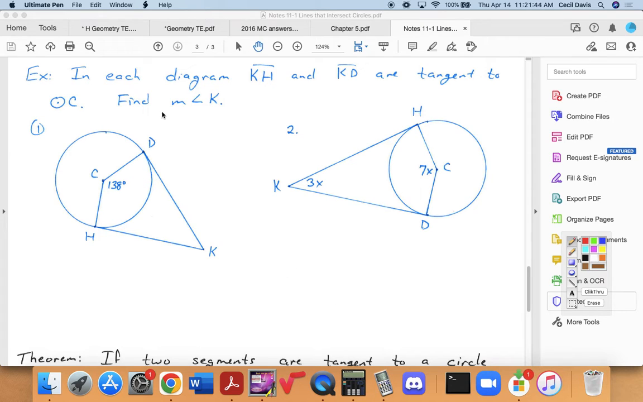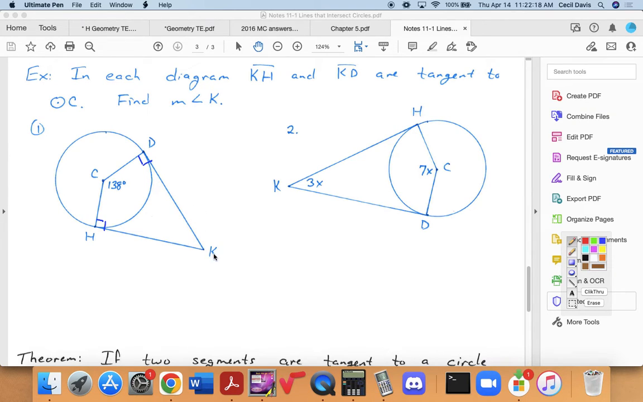All right. So in each diagram, KH and KD are tangent to circle C. Remember, that's how we name a circle, by its center. It says find the measure of angle K. Well, we know that if that's a tangent, both of these are going to be right angles. And what do the angles in a quadrilateral add up to? 360. Is it a kite? We'll get to that, but yes, this is going to be a kite.